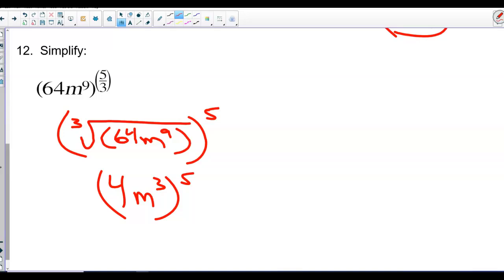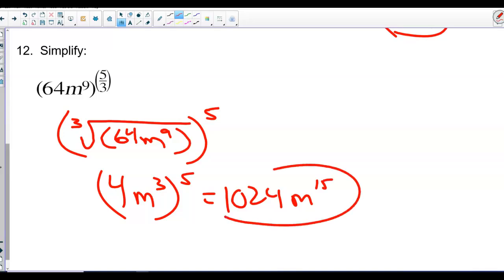Okay. 4 to the 5th power, I believe, is 1024, but I will check it in my calculator here. So when we do 4 raised to the 5th power, you get 1024. n cubed to the 5th power is n to the 15th. Once again, with that fractional exponent, the denominator is the index, the numerator is the exponent.